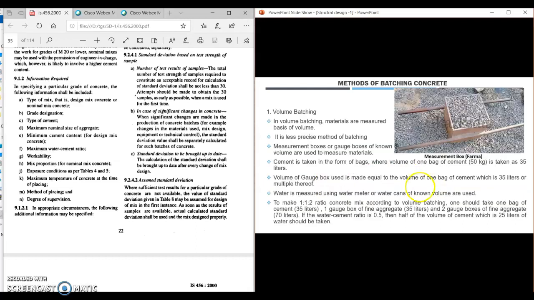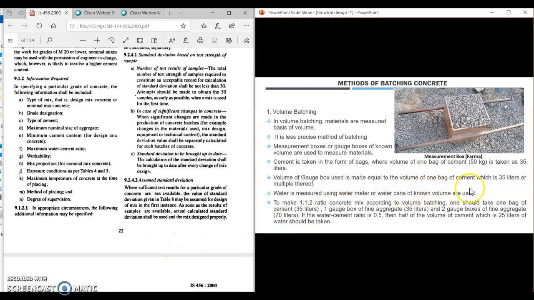In volume batching, materials are measured on the basis of volume. This is less precise than weight batching. Aggregates or ingredients are measured in a box known as a gauge box or measurement box. One bag of cement containing 50 kg is equal to 35 liters. So the gauge box or measurement box is prepared based on 35 liters or multiples of 35.